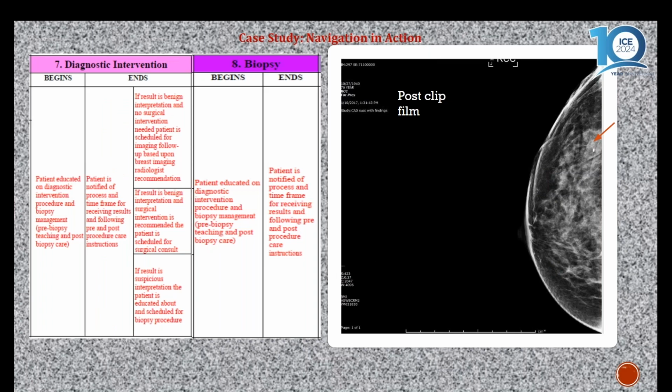That's pretty suspicious. So our navigator here is taking health history, coordinating care with other physicians if needed, educating the patient about the recommended procedure, which is going to be an ultrasound guided core biopsy, doing informed consent, and participating in the biopsy. So we do an ultrasound guided biopsy, and then you can see on the post-biopsy film, there's the clip right there.